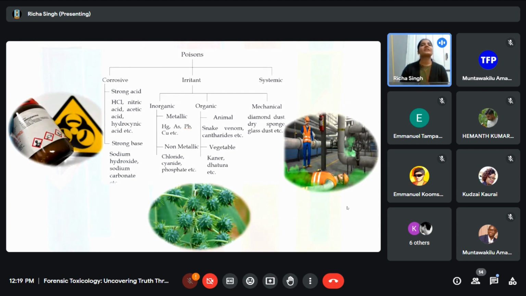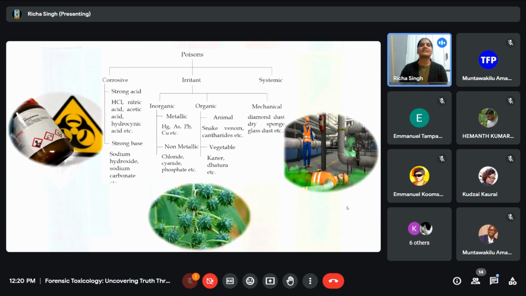Now, we are very aware of different acid attack cases in which people use sulfuric acid, which is also known as oil of vitriol. We also have other acids in that category, that is hydrochloric acid, nitric acid, acetic acid, hydrocyanic acid, etc. Now, where can we find this hydrocyanic acid in our daily life? We actually get this hydrocyanic acid from apple seeds. Then in strong base, we have sodium hydroxide, sodium carbonates, etc.